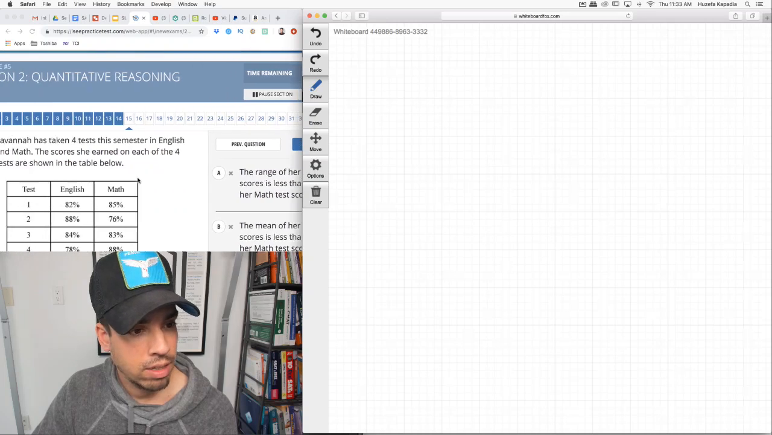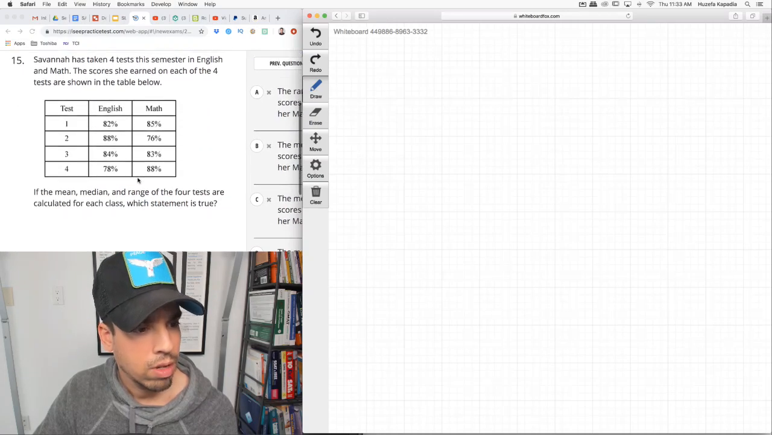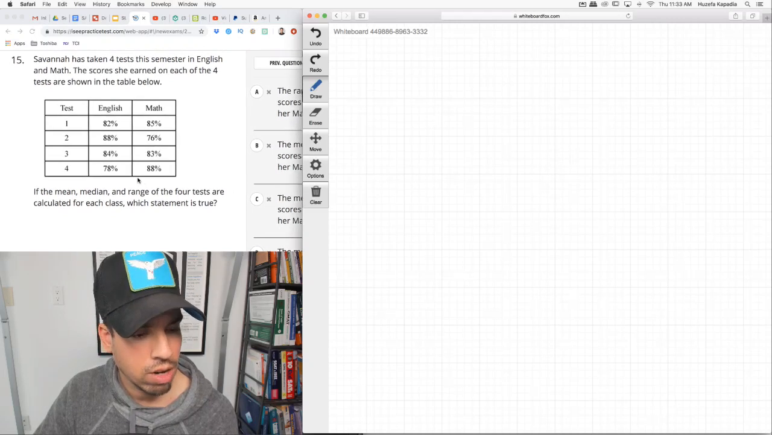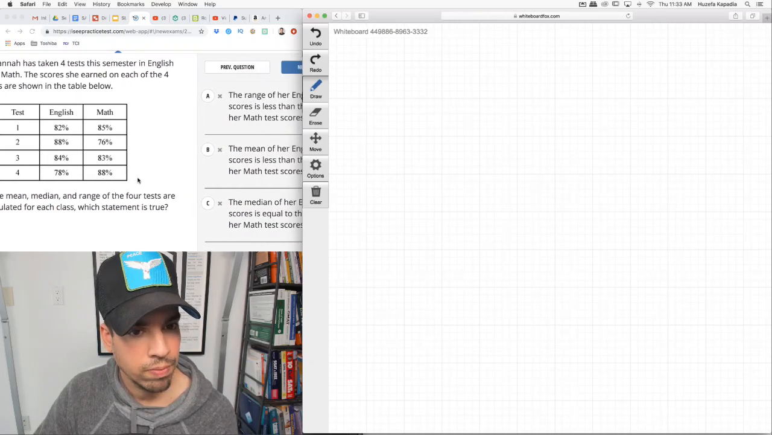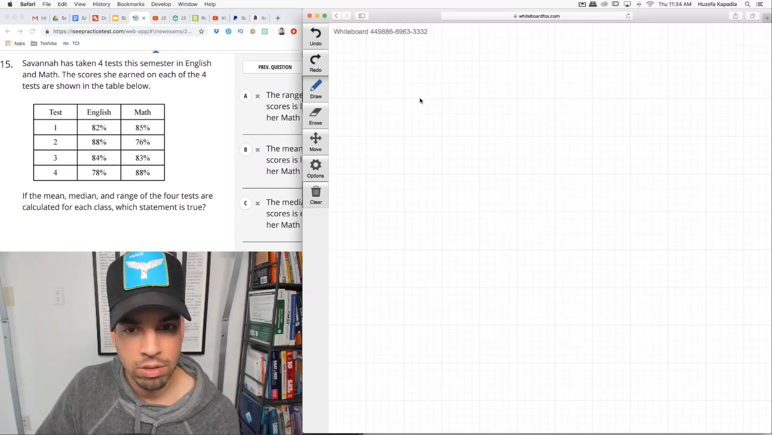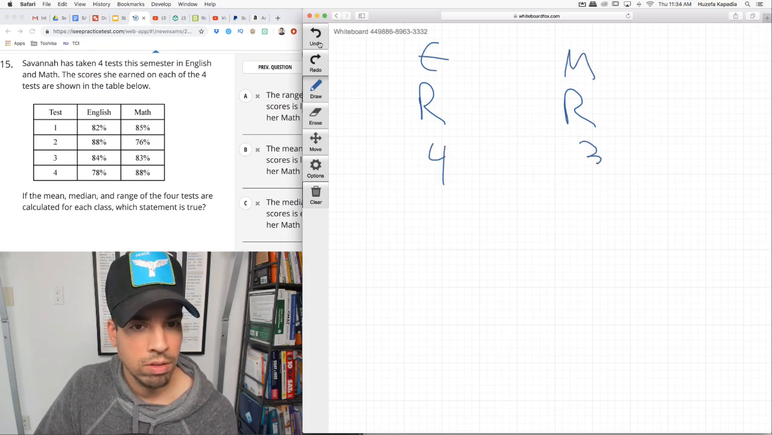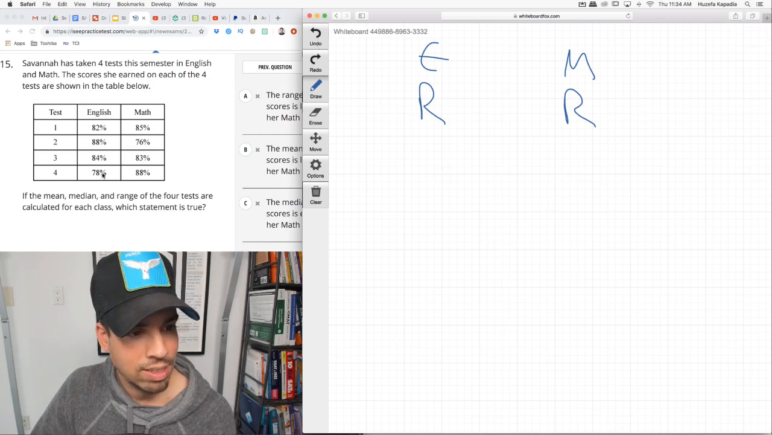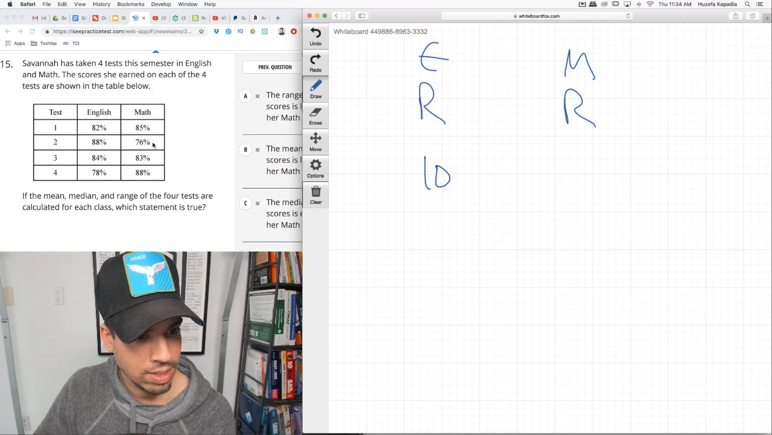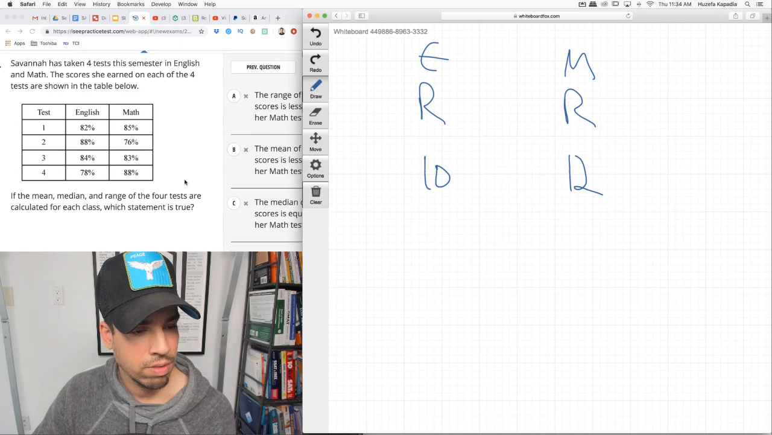Savannah has taken these tests. The scores on 4 tests are shown below. If the mean, median, and range of the 4 tests are calculated, which statement is true? Hold on. The range of English. Let me just do the range of each really quick. That's easy to calculate. That's 4. And that's 3. Oh, sorry. It's not 4. What am I talking about? It's 78 to 88, which is 10. This is 76 to 88, which is 12. Worry about the other values. The other values are a little longer.